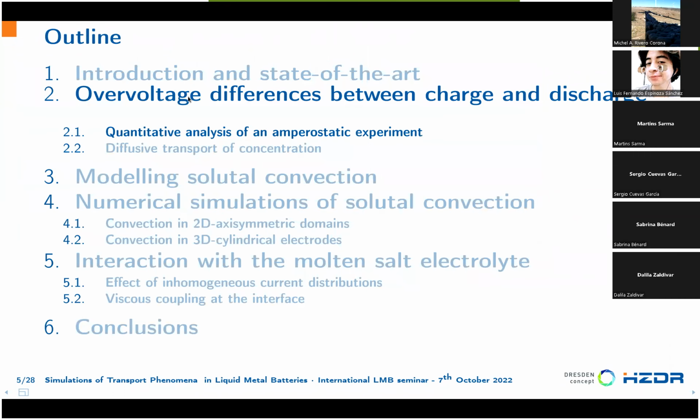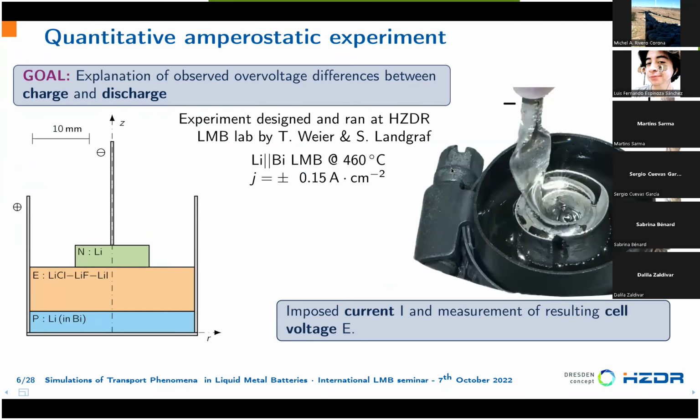And to do that, in particular the first point, we look at an experiment, and in particular at the overvoltage differences that are between charge and discharge. So the experiment was designed and run at the HZDR liquid metal batteries laboratory by colleagues. And here a photo of the experiment. So on top we see this spiral that contains lithium. Then the transparent fluid that we see here is the molten salt, and below there is the positive electrode that we cannot see.